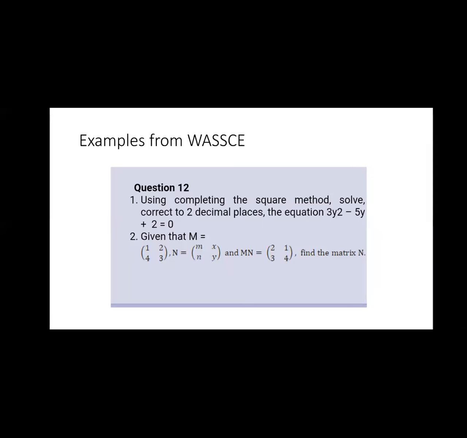Given that M equals 1, 2, 4, 3, and N equals (mx, y), and MN equals 2, 1, 3, 4, find the matrix N. I want you to do that. How many minutes should I give you? So just try it. How will you approach this?